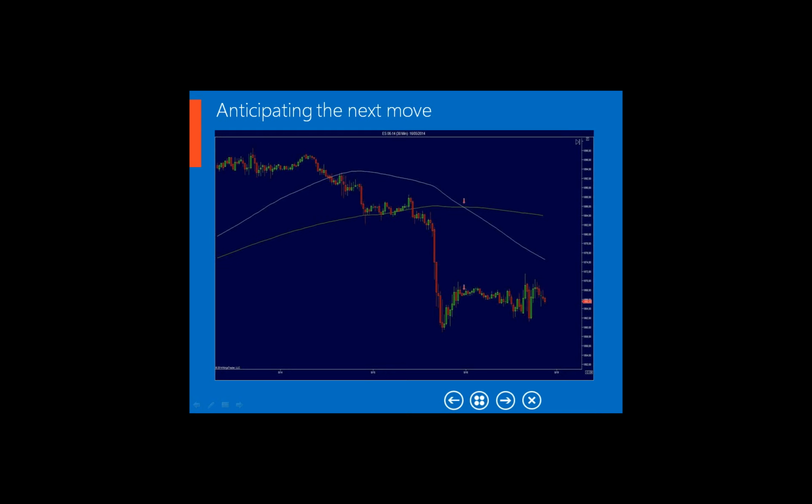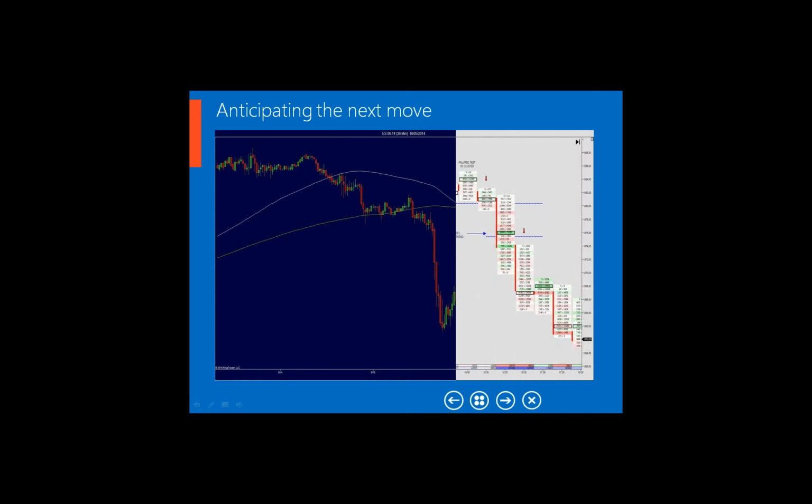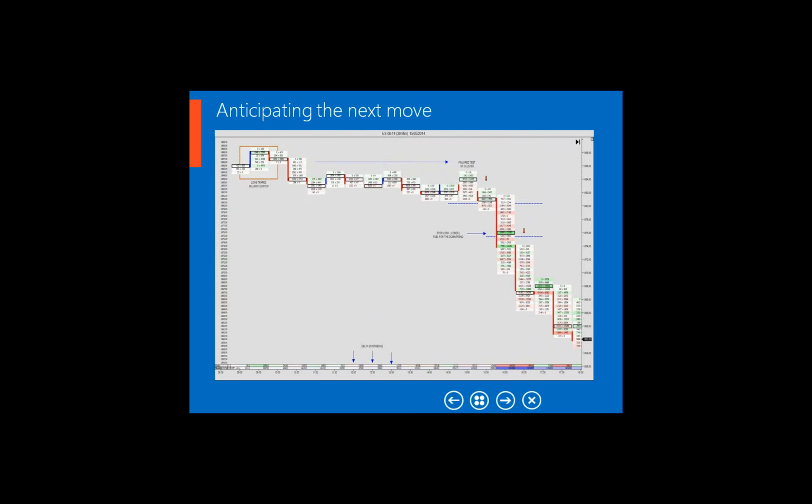Let's look now at the same example on the ES, but now looking at the tape. In this case, I would have opened shorts after the failure test of the long trap cluster, much earlier than the previous indicator short signal. Reading the tape with a footprint chart like this is an essential tool for me. It lets me notice when and where institutions have jumped into the market in real time. Looking at the tape, we can see what is happening now. But right now doesn't mean before. And that's what we are trying to do when reading the book.